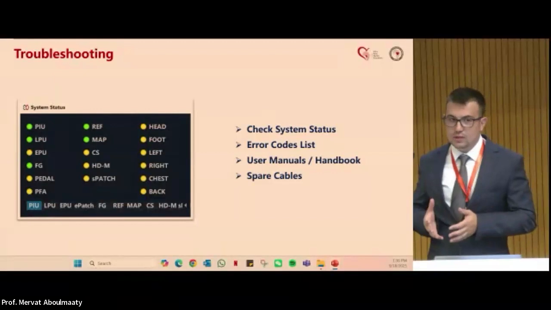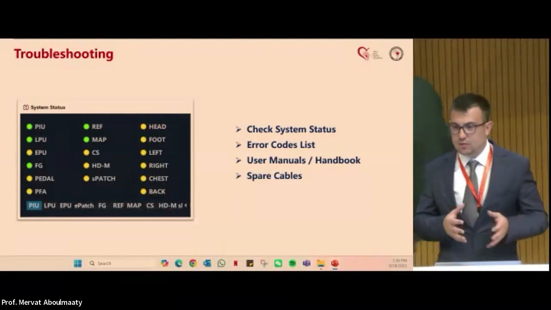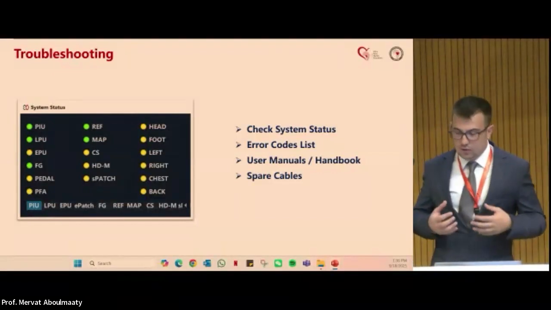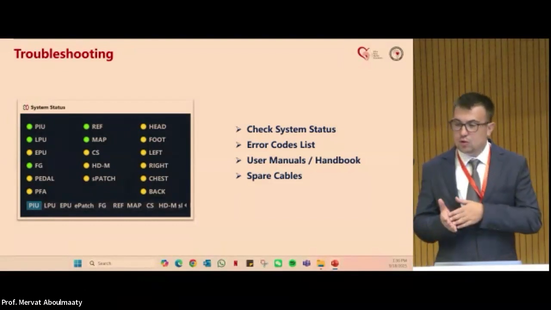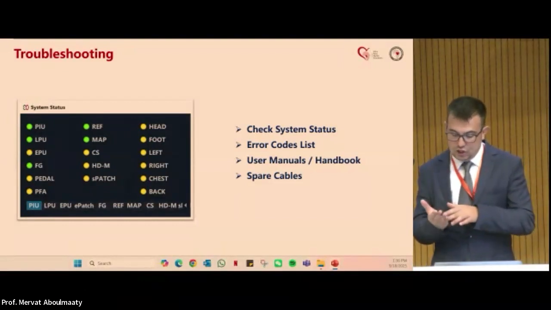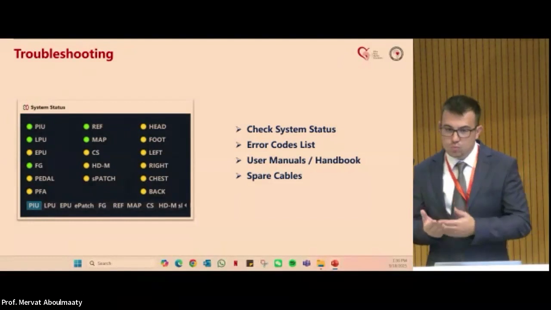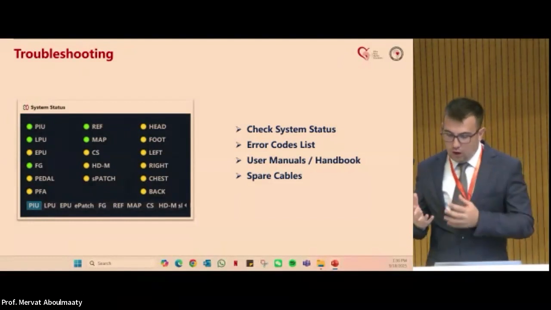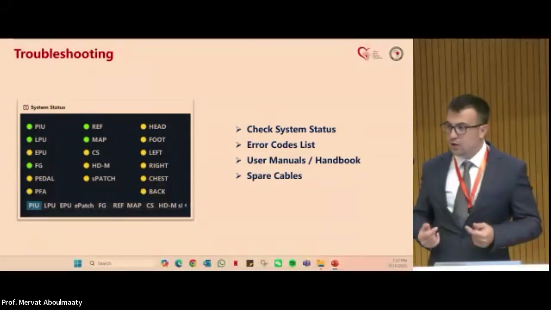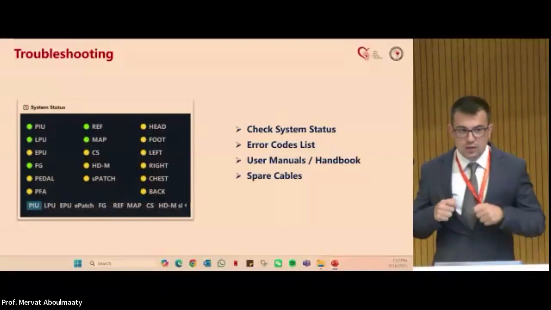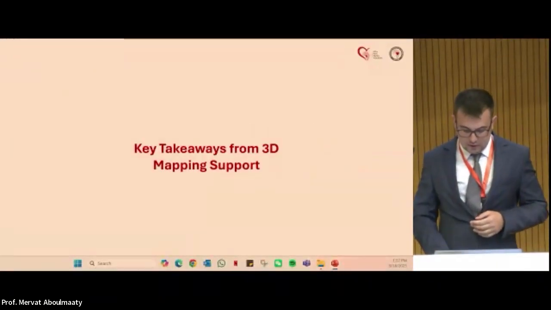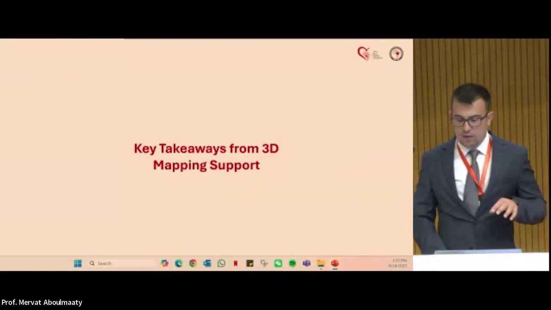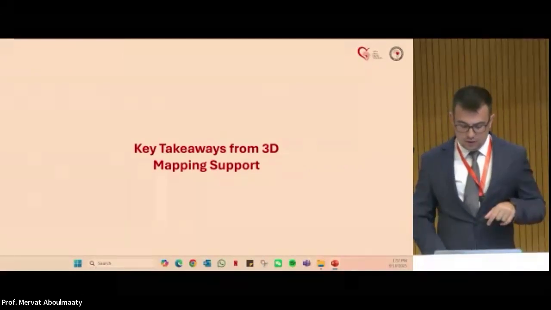If one of them is red, it means that it doesn't work, and the system will give us an error code. So we need to have a user manual and handbook to check what each error code means. After we learn the problem, we need to have a spare cable so that we can change the cable and perform the case.